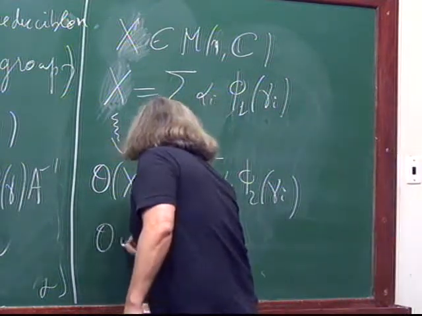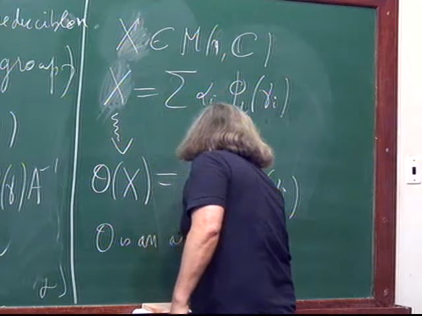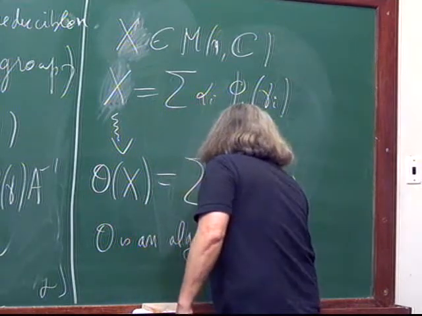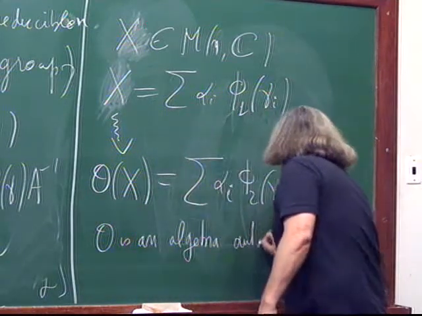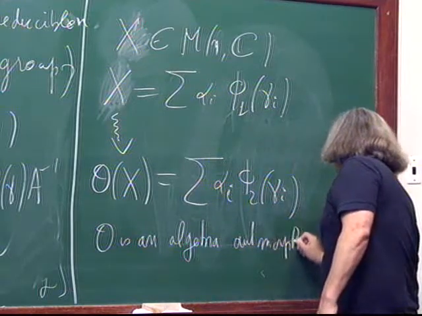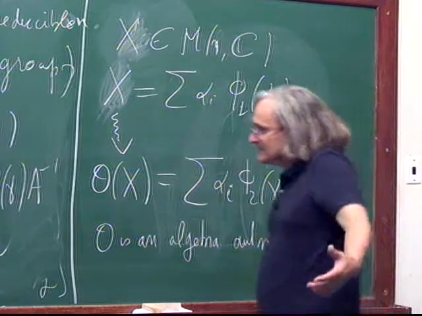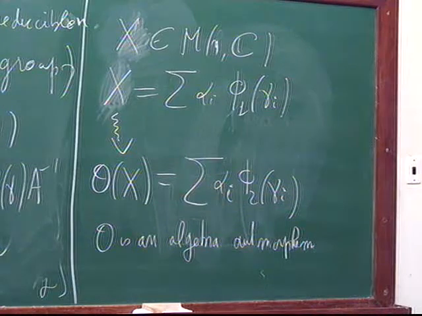Theta is an algebra automorphism. And since it's an algebra automorphism, it has to be an inner conjugacy. So that means that theta is nothing more than a conjugacy.